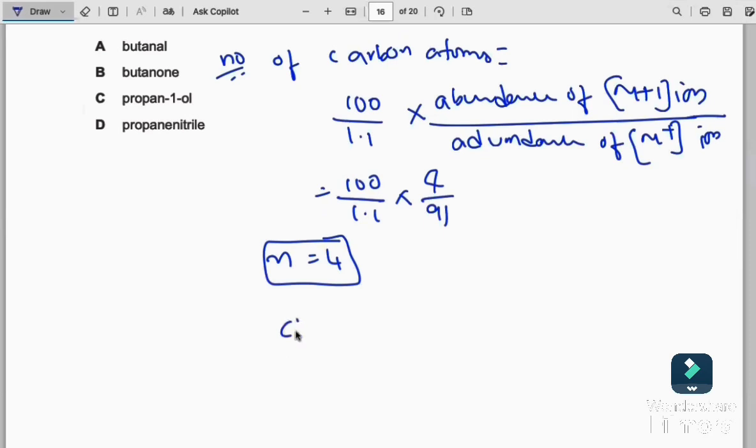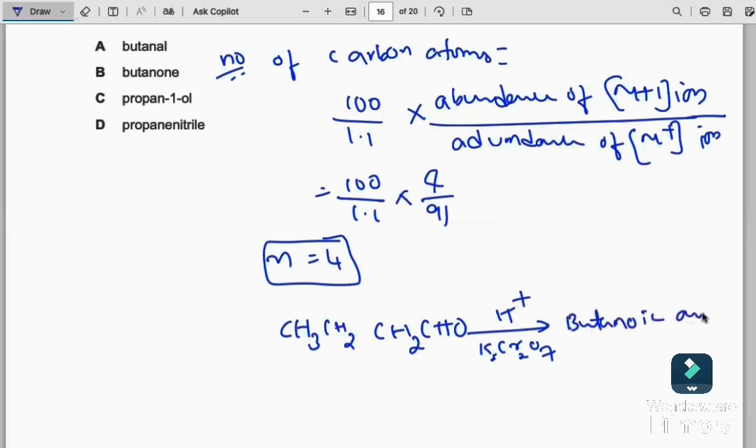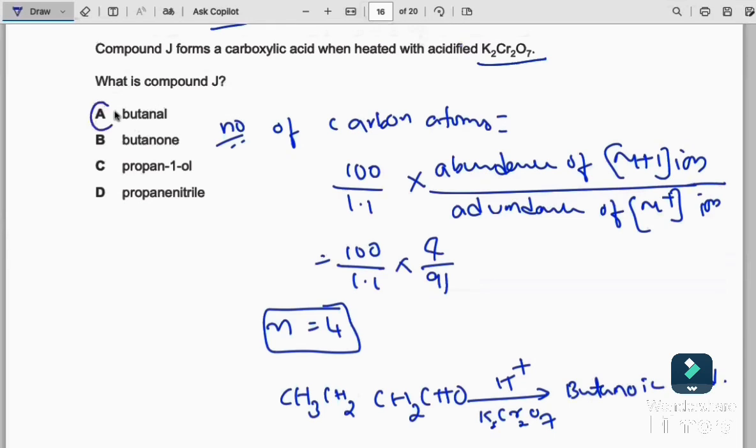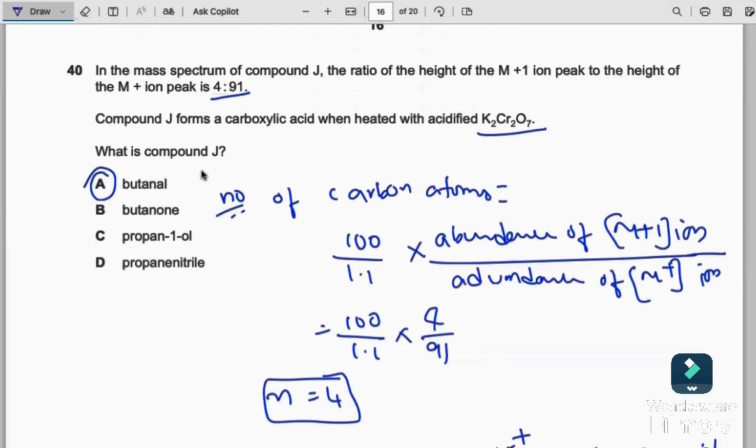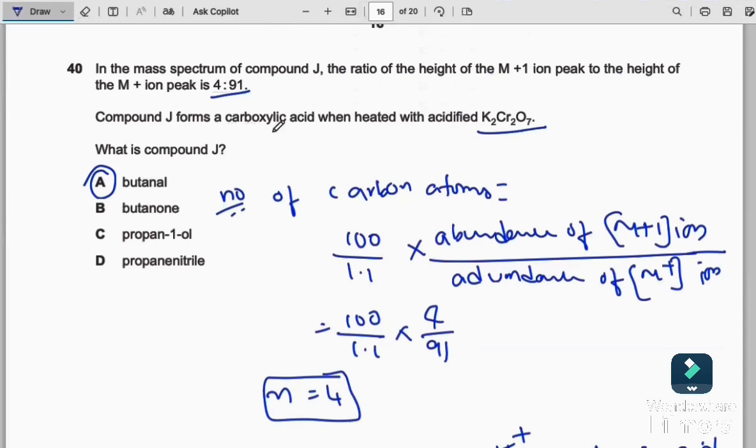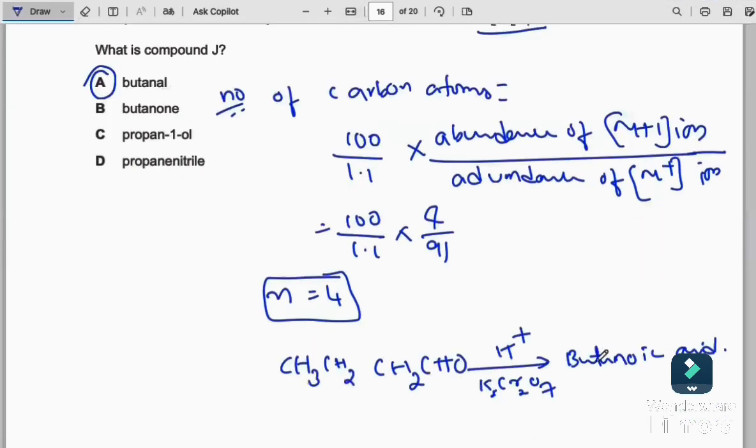So CH3CH2CH2CHO. When it is oxidized using the potassium dichromate oxidizing agent, it is going to form butanoic acid, right? So the result will be butanoic acid. Your best option will be A. Propan-1-ol, propanenitrile, we cannot get that result. So the best option which describes this will be the one that forms a carboxylic acid, which is only butanal. Butanal will form butanoic acid when you oxidize it using potassium dichromate.